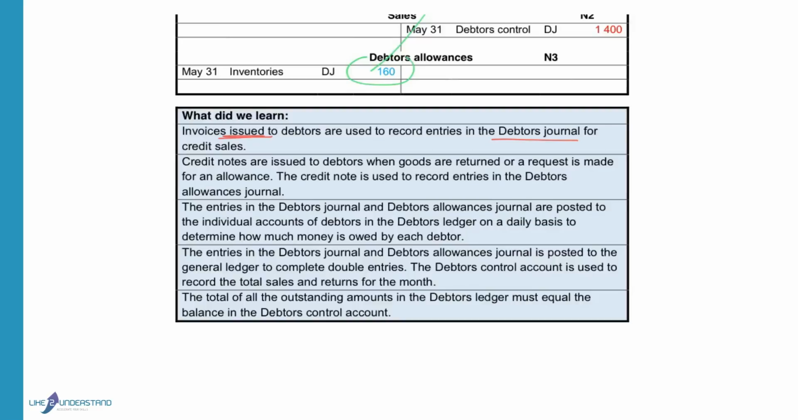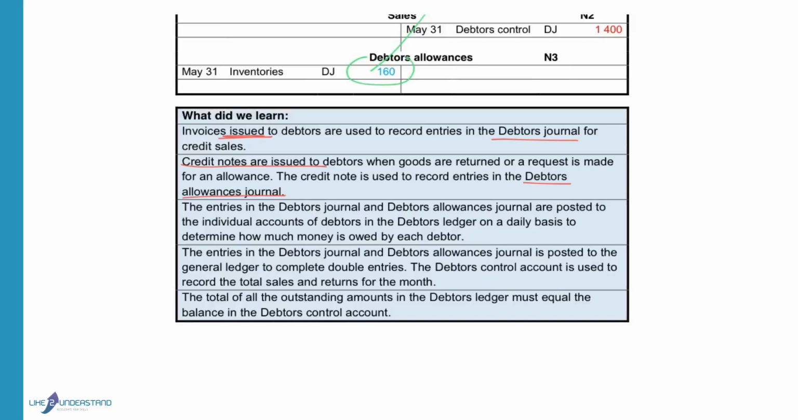When we issue credit notes to credit debtors, it's because they return goods or we want to give them an allowance. These credit notes are used to record entries in the Debtors Allowances journal. So invoices issued and credit notes issued are in connection with debtors. Invoices received and credit notes received are in connection with creditors.